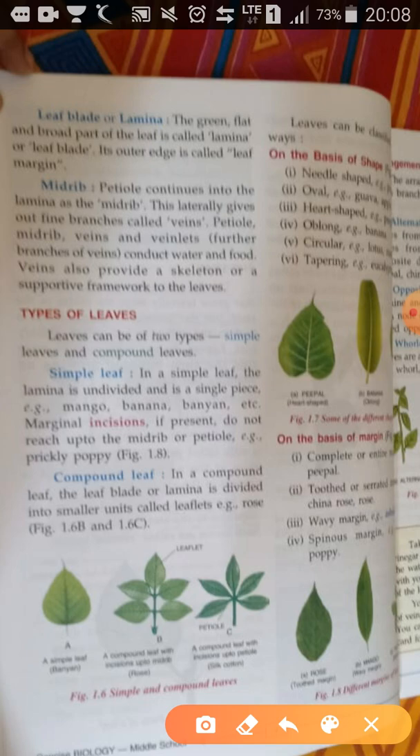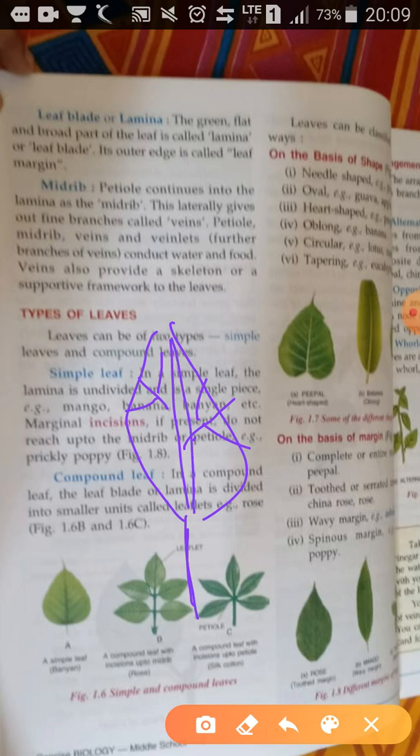First, let's study the function of the petiole, midrib, veins and veinlets. All of this, the petiole, the midrib, the veins and the veinlets, what do they do? They conduct water and food. Understood? The water which comes from the roots is taken to the leaf by the petiole, then the midrib, then the veins, and then the veinlets.